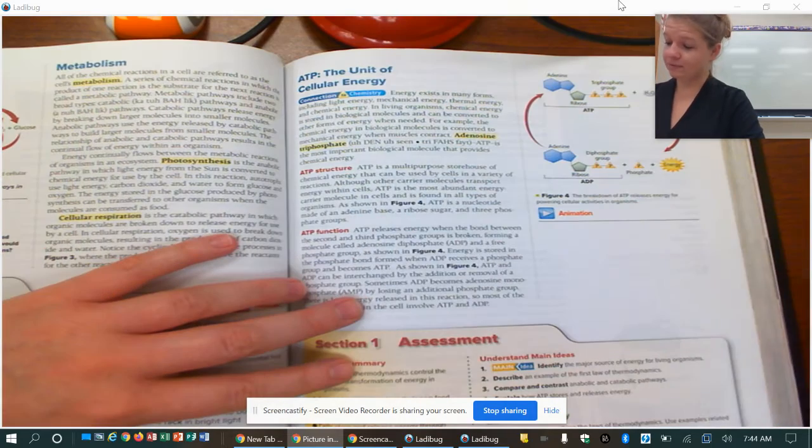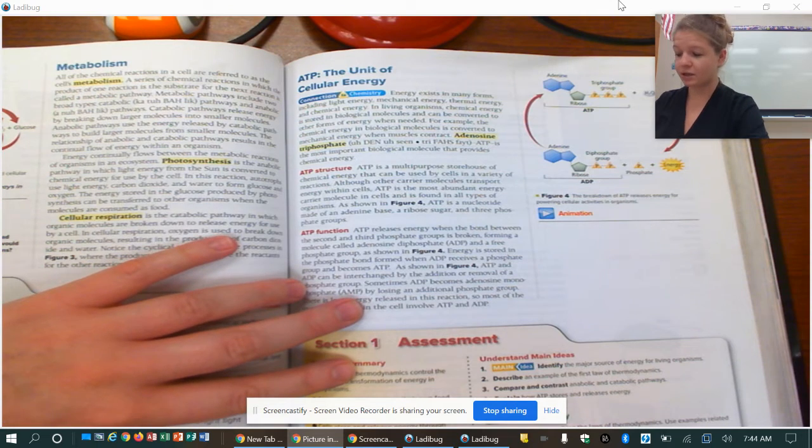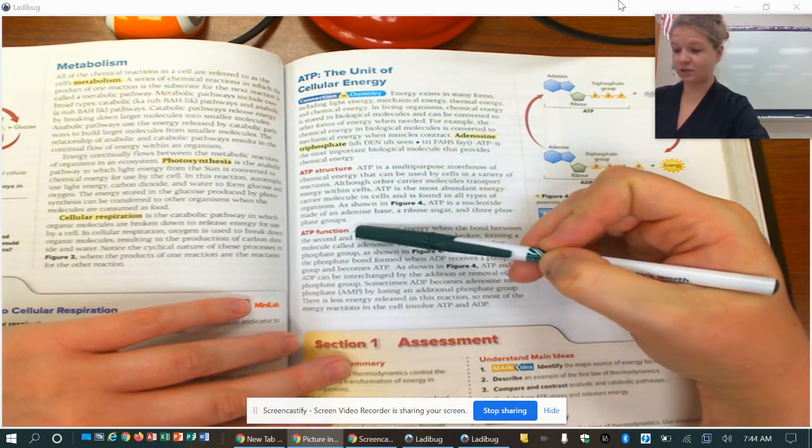So, in living organisms, chemical energy is stored in biological molecules and can be converted to other forms of energy when needed. For example, the chemical energy in biological molecules is converted to mechanical energy when muscles contract. Adenosine triphosphate, also known as ATP, is the most important biological molecule that provides chemical energy. Then I have two subheadings. There's ATP structure and ATP function.